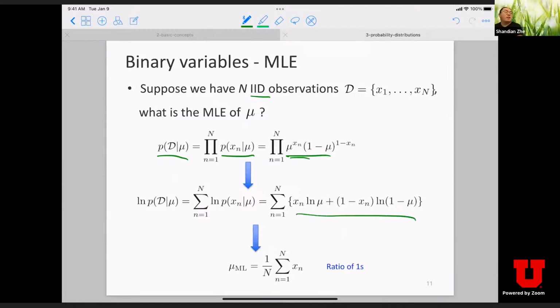Now you take the gradient with respect to mu and set the gradient to 0. You see that it is actually the average of the n observations, and each observation is either 1 or 0. This is actually the ratio of ones. Say you have 10 observations, 6 of which are ones and the remaining are zeros. Then your maximum likelihood estimate is 6 over 10. Does it make sense?